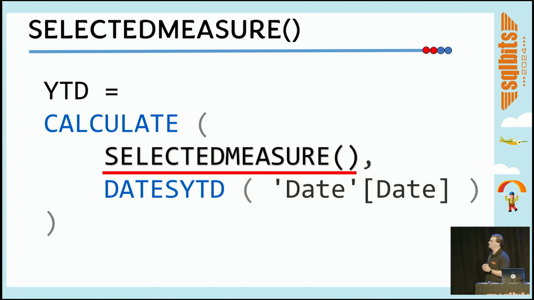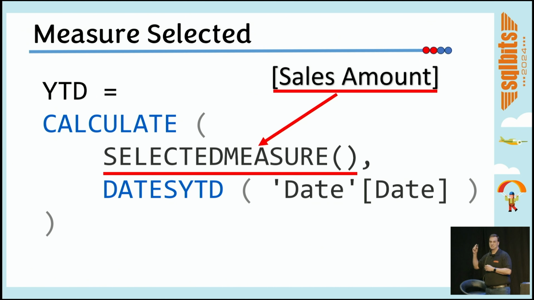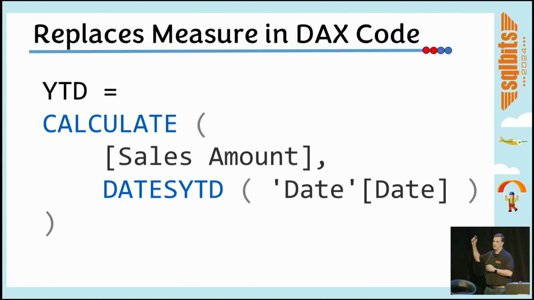So it's selected measure. We can put that now in our DAX code. And then as we say, okay, I want to look at sales amount, selected measure will replace sales amount in that spot. Same thing would go if we had total cost. Total cost would now be in that spot. And you can see just from this slide, our year-to-date is not that complicated, but it's all in one place. And we're just going to switch out those variables, those measures.